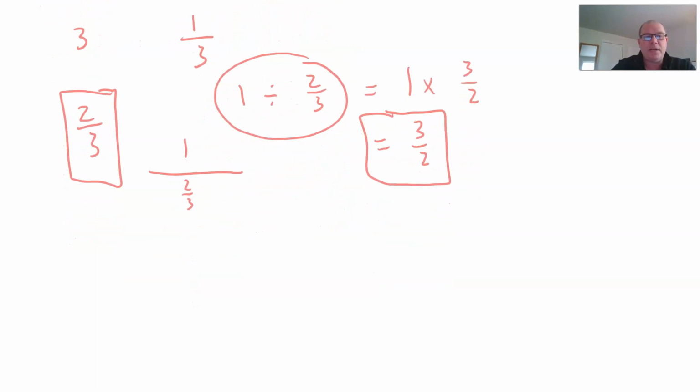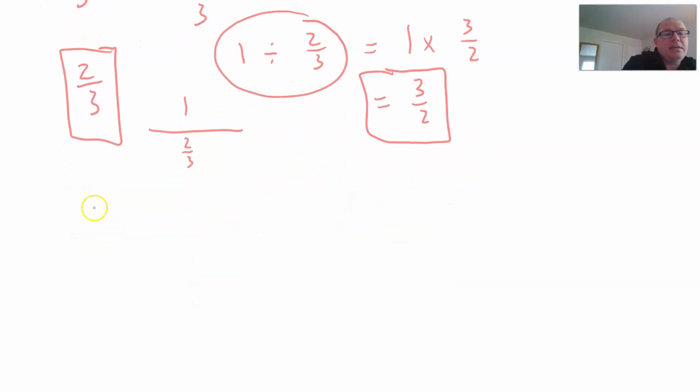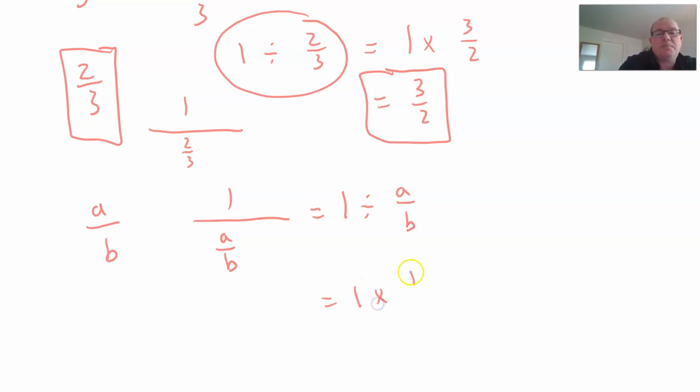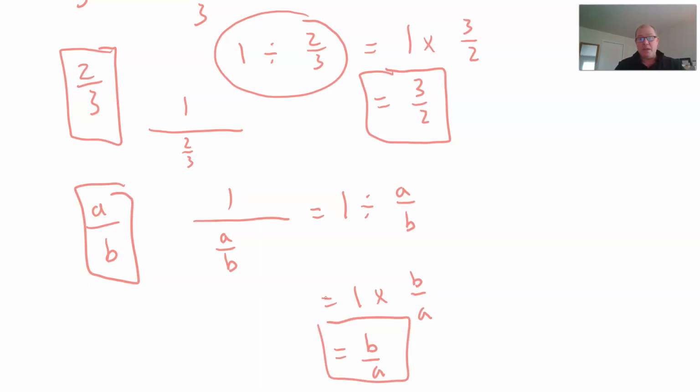And you could do this generally and swap the 2 for an A and the 3 for a B. So if I do 1 divided by A over B, which is the reciprocal of A over B, that's 1 divided by A over B, which is the same as 1 times B over A, and we get B over A. So the reciprocal of A over B is equal to B over A. So we're going to use this idea to solve this linear equation.